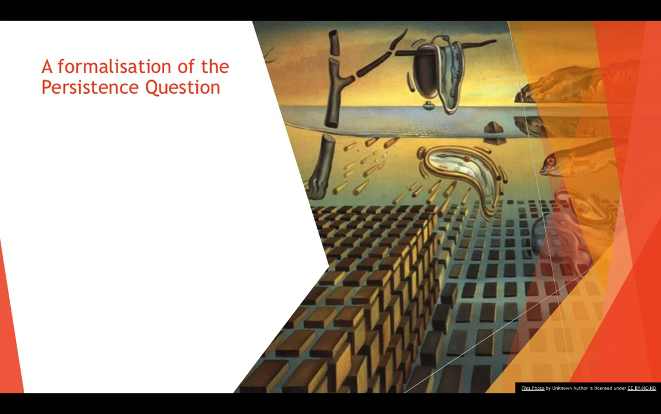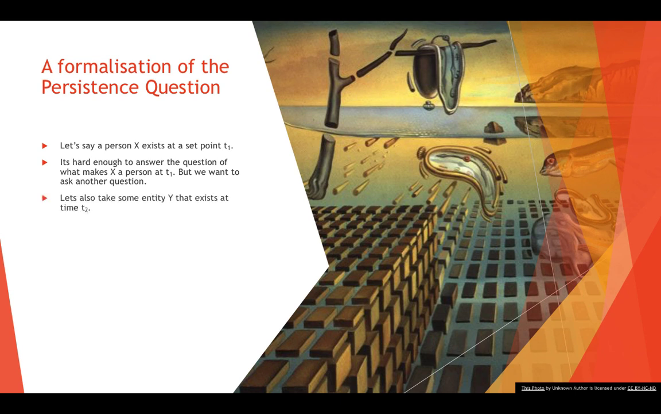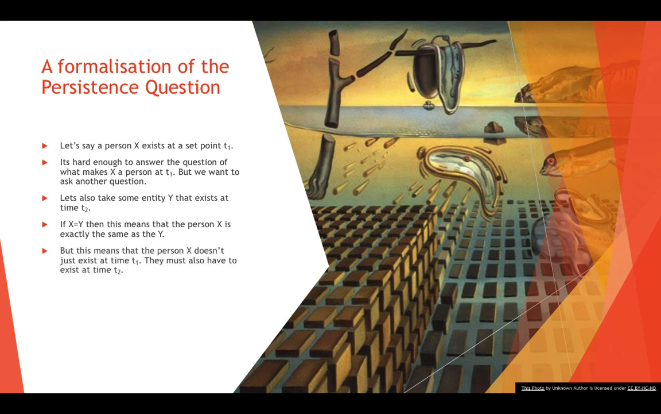A more formal way of writing and understanding the issue of persistence is, let's assume that a person X exists at a set point in time, a time t1. It's hard enough to answer the question of what makes X a person at t1, but what we want to do is ask another question. We want to ask, if we have some entity Y that exists at a different time, time t2, if X is equal to Y, that means that X and Y are the same person. So this means that X doesn't just exist at time t1, they must also exist at time t2, and therefore they have to persist through from time t1 to time t2, like so.